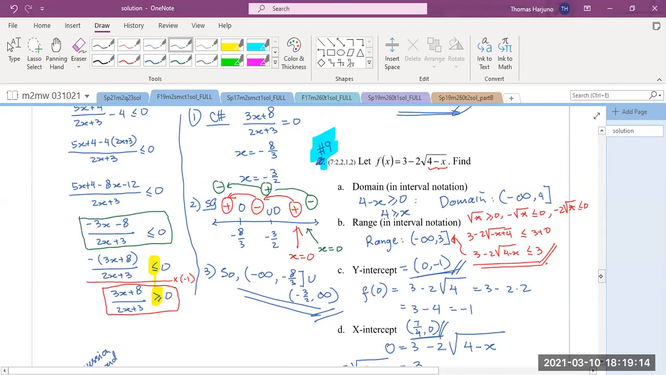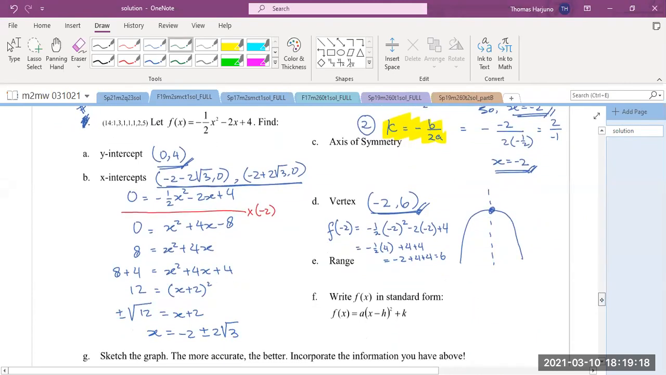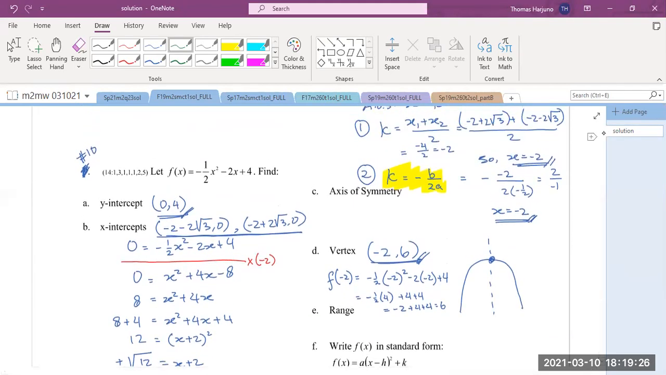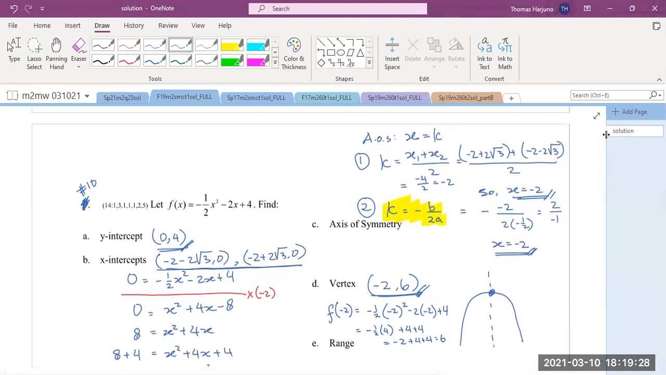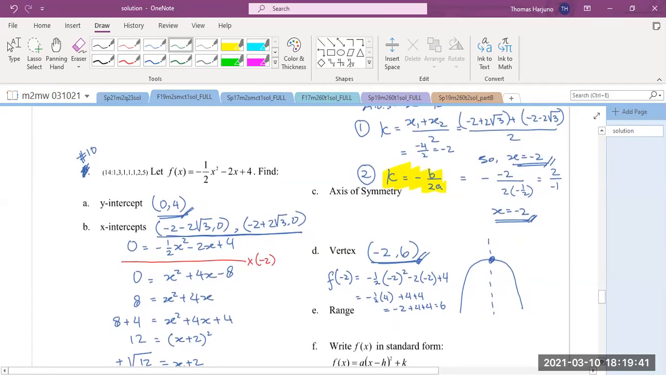Let's go on to number 10. Now we did the x-intercept and y-intercept already. Now how about the axis of symmetry? Yesterday I showed you here how to find the axis of symmetry. Actually 2 days ago, and in the question and answer yesterday, I also showed you these two different methods. And then from there, we get the vertex, right?